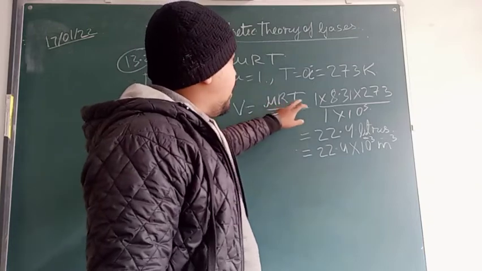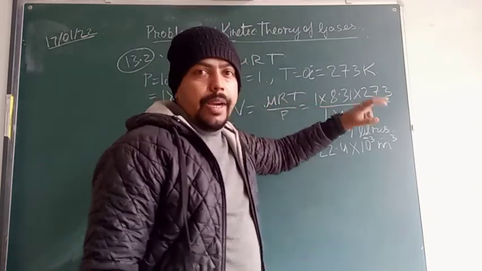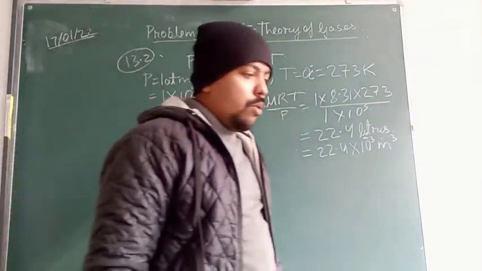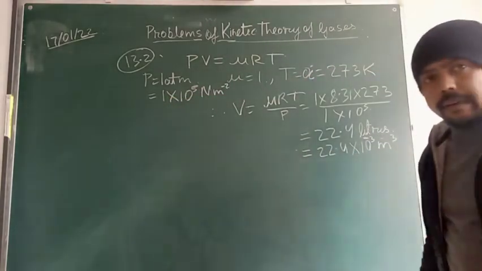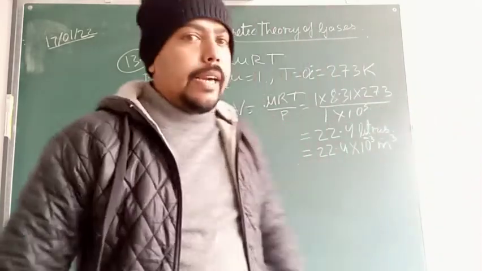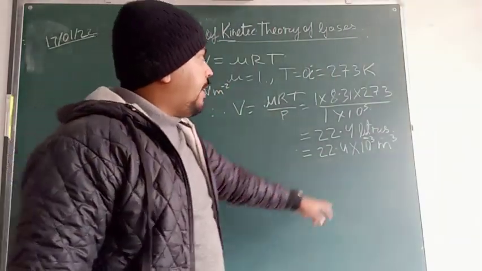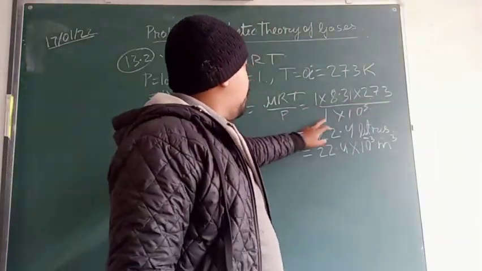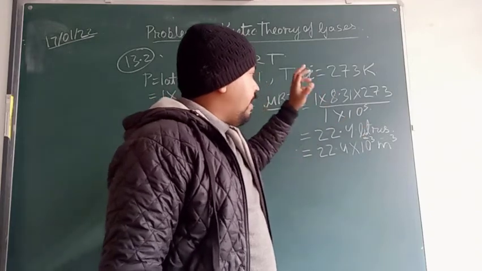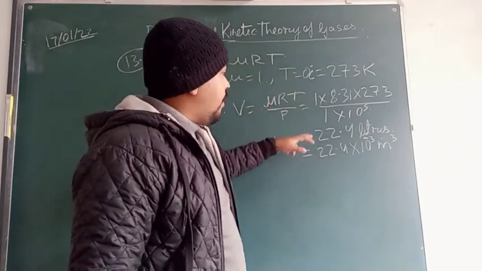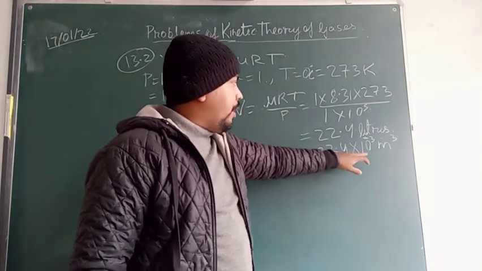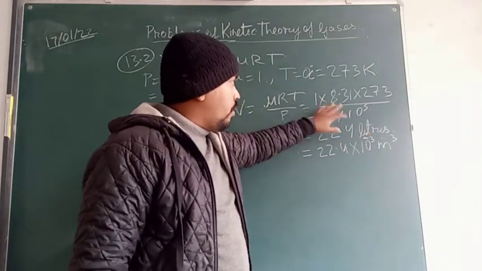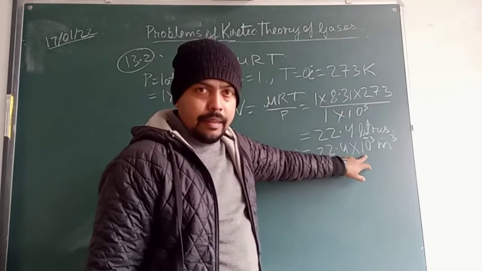Okay, so mu is 1, R we know is equal to 8.31. The value of R is how much? 8.31 joule per mole per Kelvin. This is the unit of the universal gas constant. And T is temperature, upon P, that is Newton per meter square. After solving this you will get something like 22.4 into 10 to the power minus 3. This is the calculation process, so I have done it here.